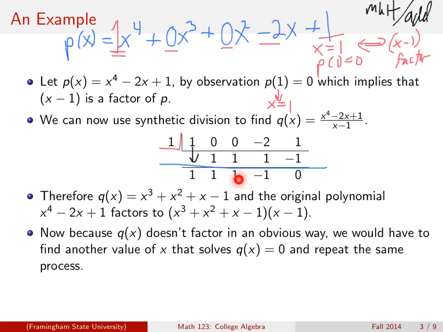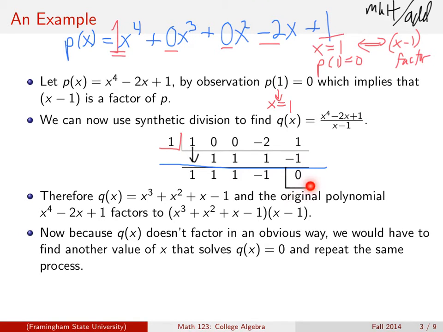We're in the multiplication row. 1 times 1 is 1. Add vertically makes negative 1. In the multiplication row, we'll multiply negative 1 by 1. Negative 1 by 1 makes negative 1. We add, and we end up with 0. Now that's a really good thing.